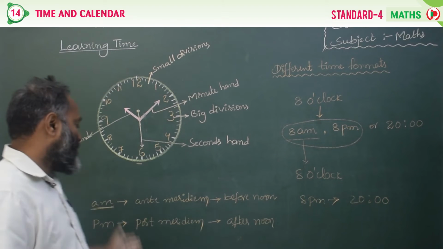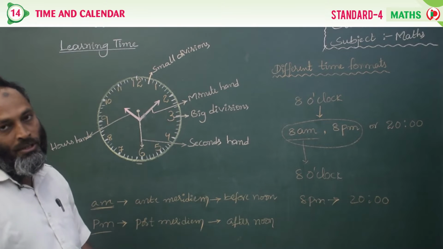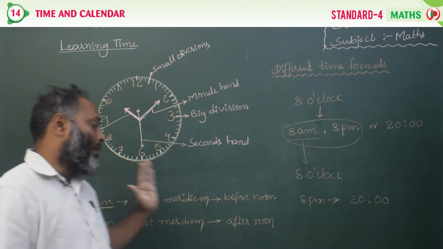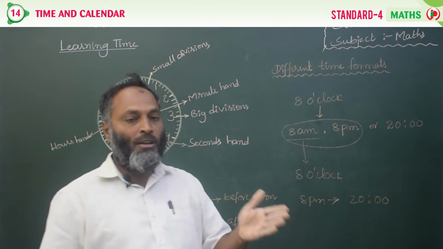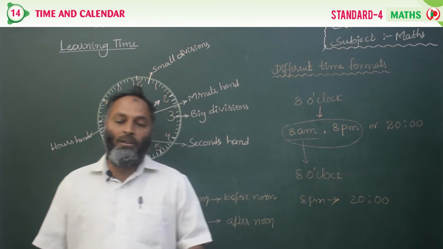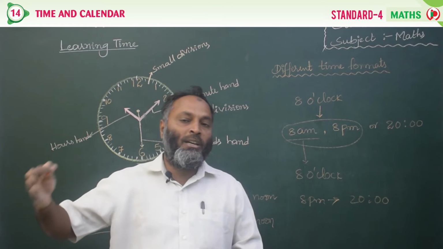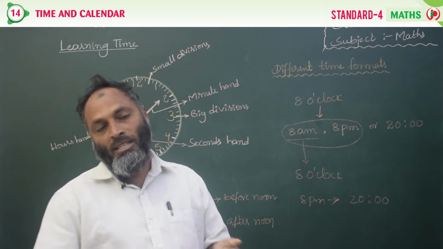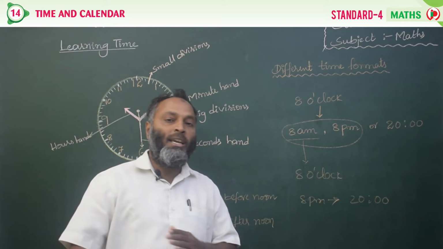Then what does PM mean? PM is post meridian. That is after noon, whatever the time is after 12 o'clock. So in the afternoon, after 12 o'clock, whatever the time period is till midnight 12, that slot is PM. So this is AM and PM.